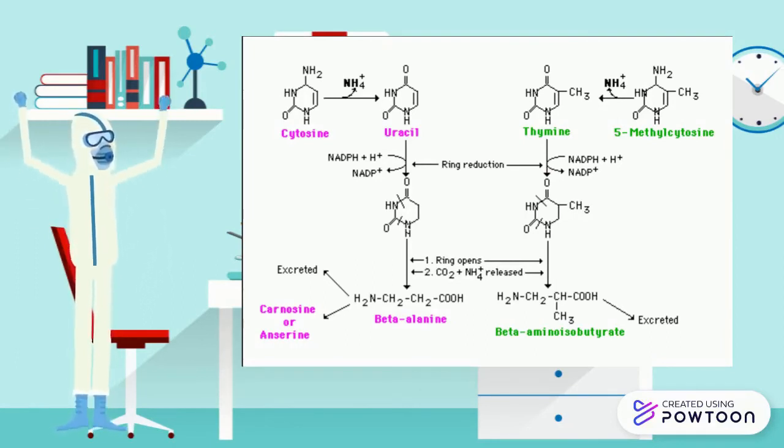In order for the rings to be cleaved, they must first be reduced by NADPH. Atoms 2 and 3 of both rings are released as ammonia and carbon dioxide. The rest of the ring is left as what is also known as beta amino acid.